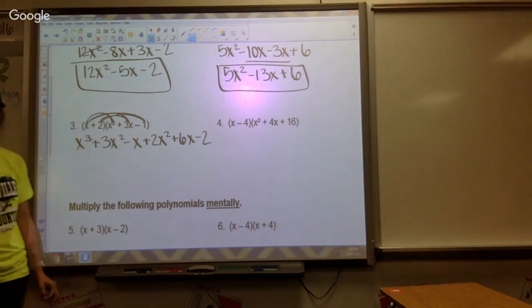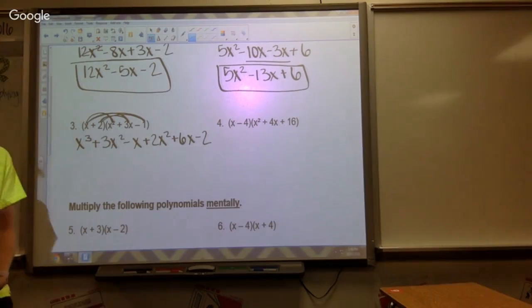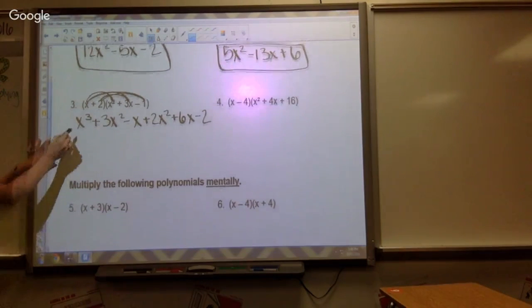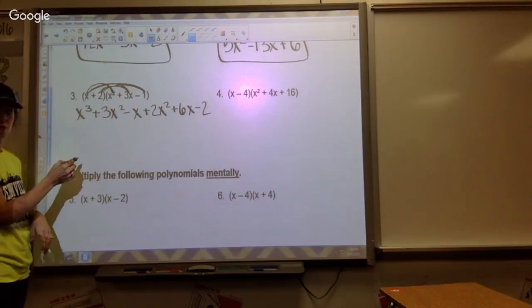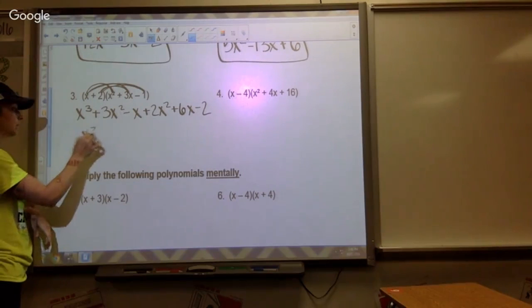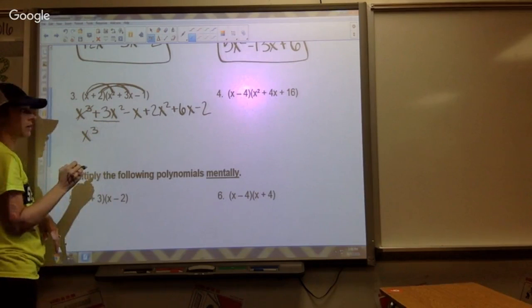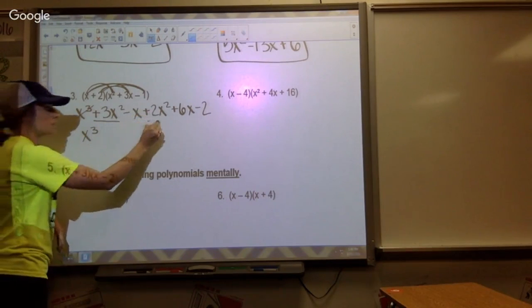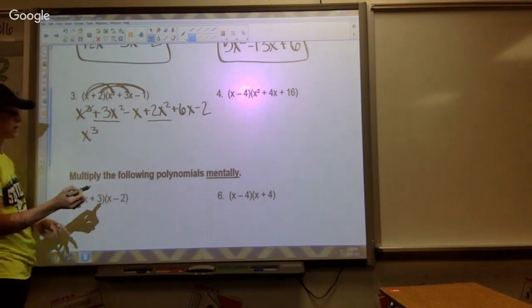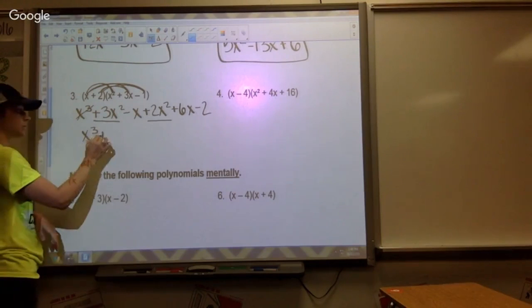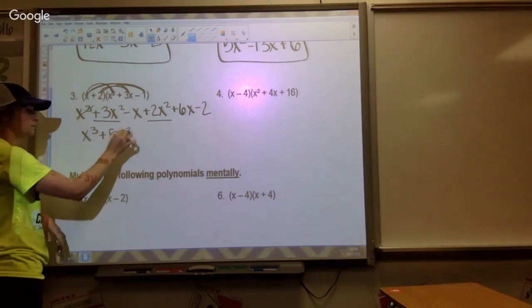Once we're done with multiplying them together, we need to combine like terms. So notice that I have an x cubed here, and there's not another x cubed, so I need to bring it down. And then I have a 3x squared. I need to combine that with the other x squared, so that's 2x squared. When I add those, that gives me 5x squared.